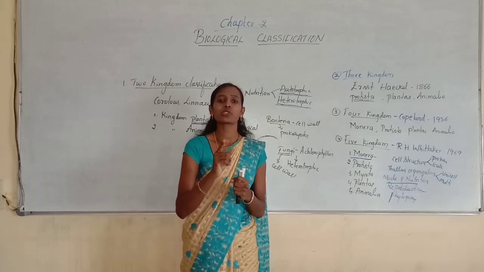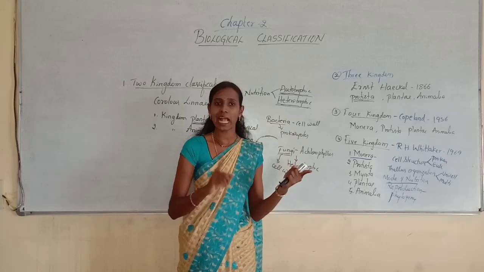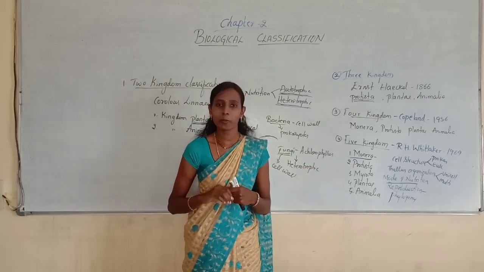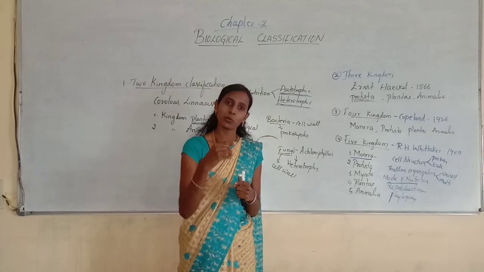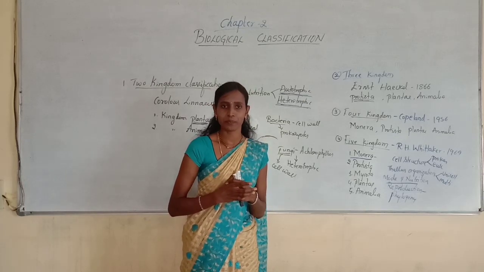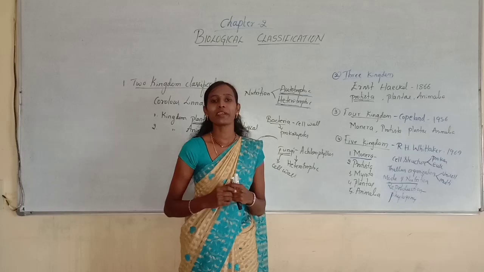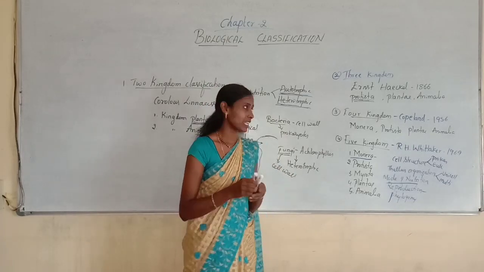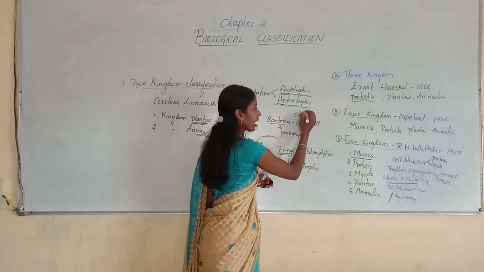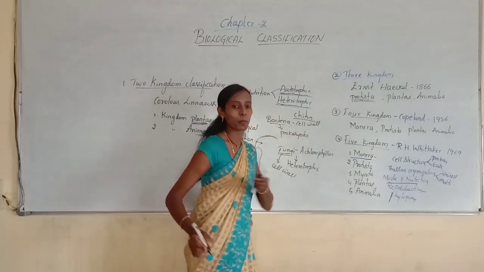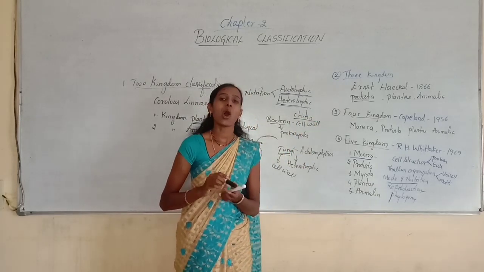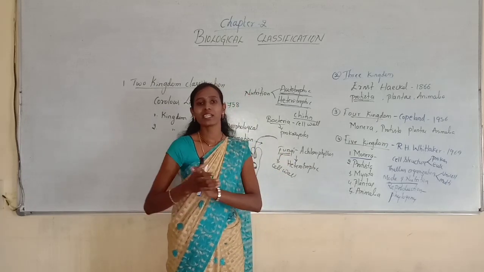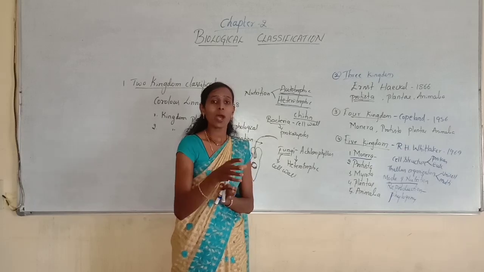cell wall composition is entirely different in fungi as well as in plants. See, in all plants, cell wall is mainly made up of cellulose, that you may have studied in your previous classes. But the cell wall of fungi is made up of another chemical component called chitin. Chitin is the chemical component in fungi, but all plants' cell wall is made up of cellulose. Again, the unrelated organisms are included in one group.